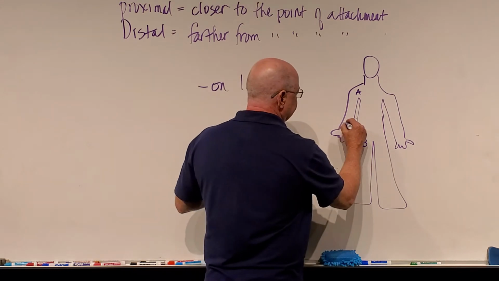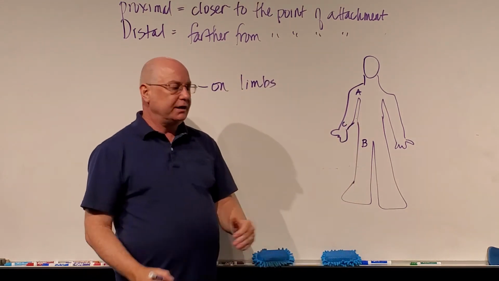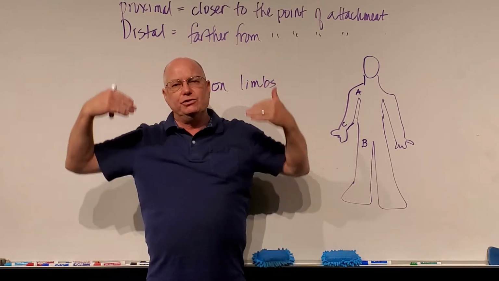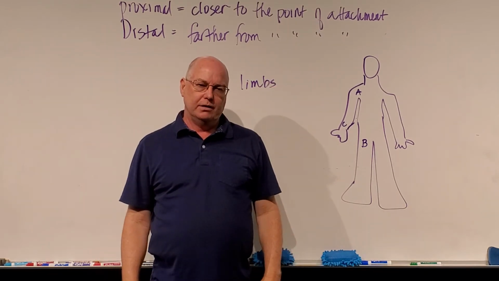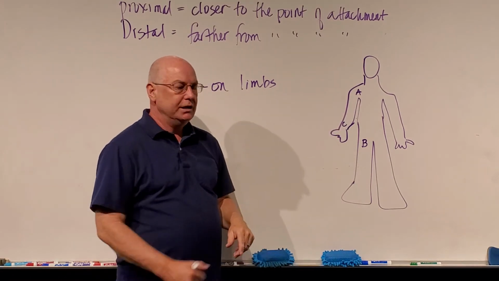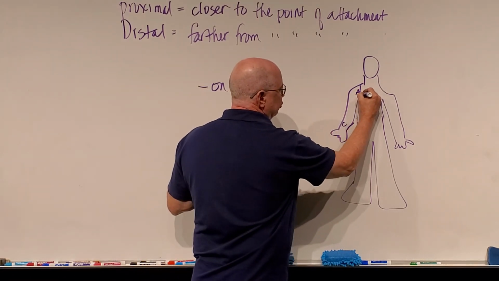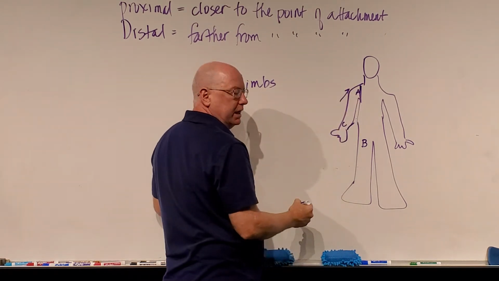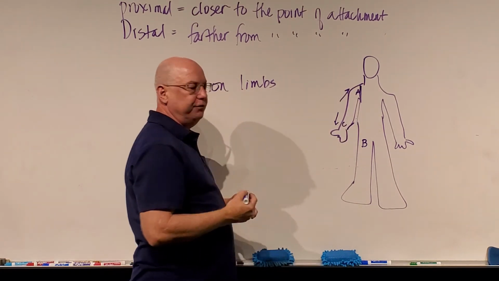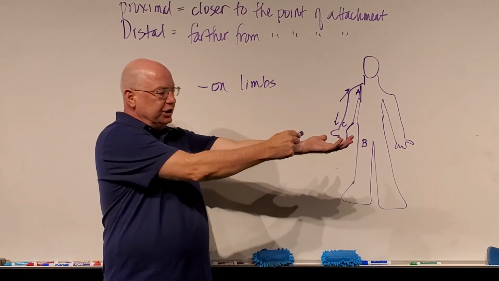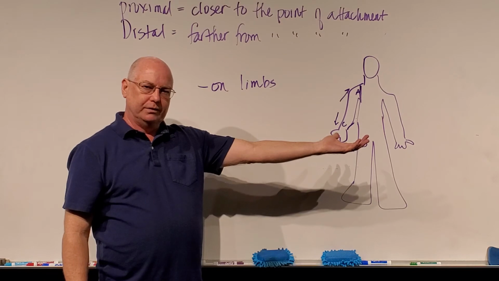If I put the letter C here, technically I could say A is superior to C, but I would have to say relative to the vertical plane. I could also say that A is proximal to C because the point of attachment of the joint is right here. And since A is closer to the point of attachment and C is farther from that point of attachment, then A would be proximal, C would be distal.